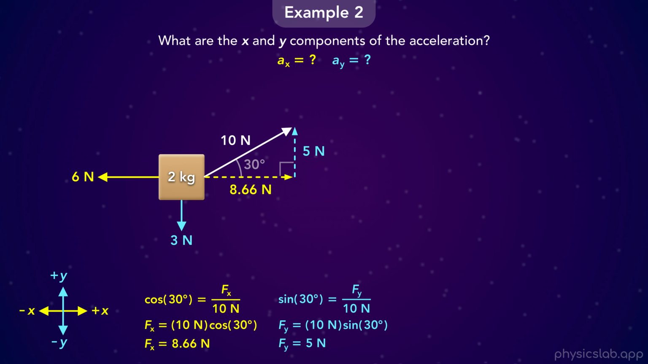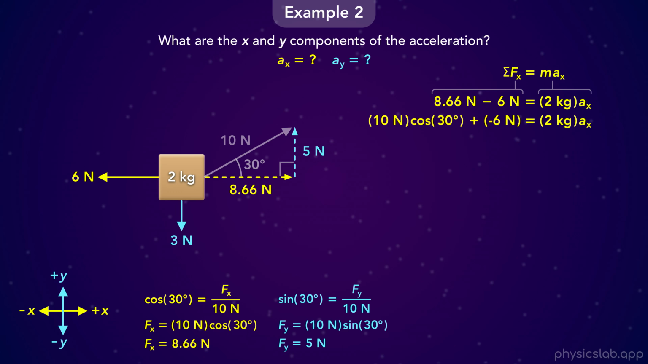So now that we have the x and y components of the 10 newton force, we ignore the 10 newtons and we only use the components, and we treat them the exact same way as any other forces. So for the x direction, the net force would be 8.66 newtons minus 6 newtons, and we plug in 2 kilograms for the mass. If you want, you can also leave the x component as 10 newtons times the cosine of 30 degrees, instead of calculating it first. 8.66 minus 6 gives us positive 2.66 newtons for the net force in the x direction.